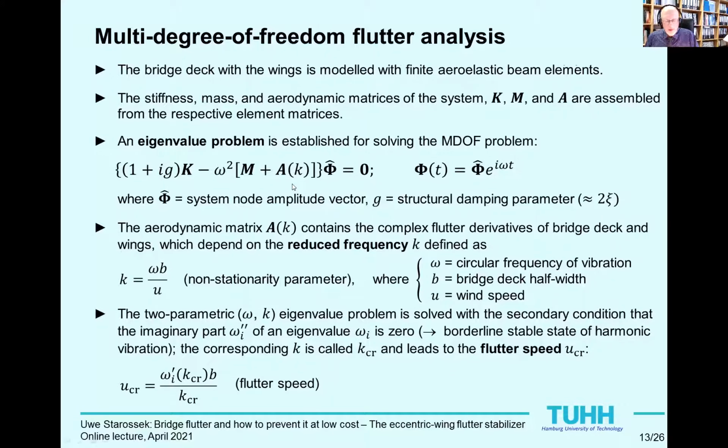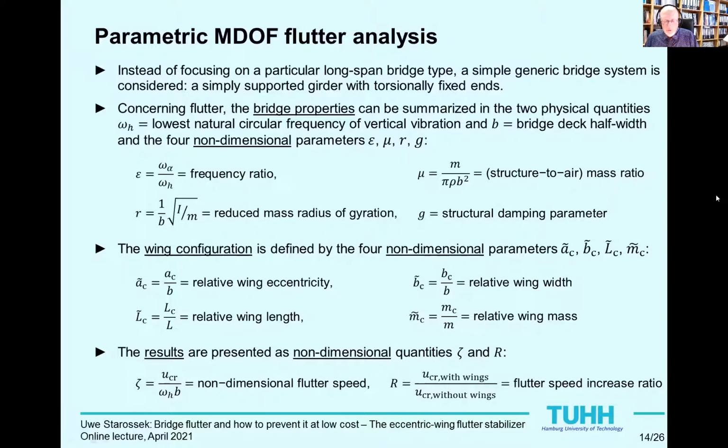With this method, a parametric study has been performed in which both the properties of the bridge and the configuration of the wings were varied. Instead of focusing on a particular long-span bridge type, a simple generic bridge system is considered, namely a simply supported girder with torsionally fixed ends.